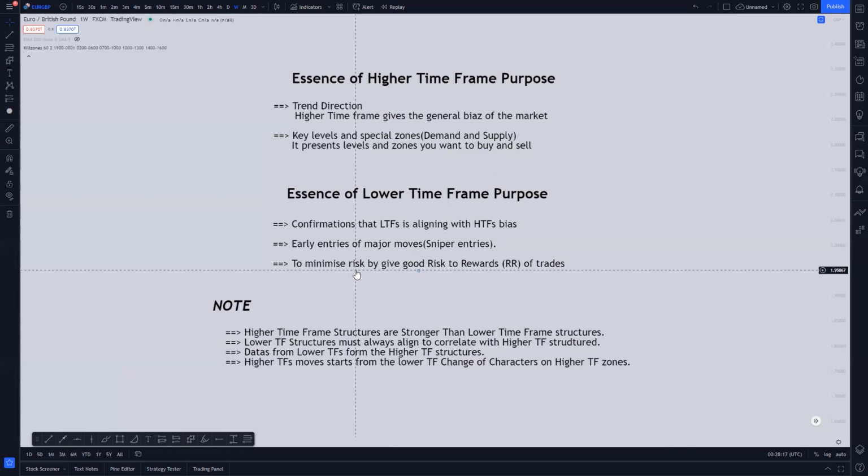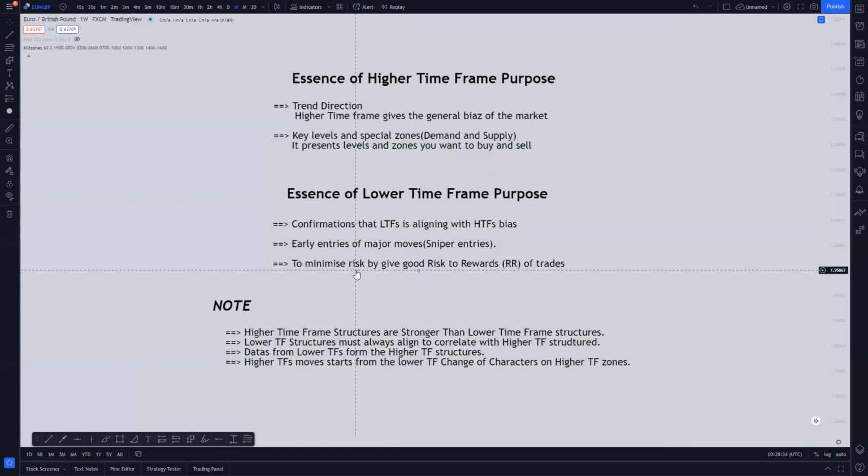So for major turning points or major zones, the moves from major zones on a higher time frame actually start from the lower time frame. That is why we do our top-down analysis to know the general bias of the market on the higher time frame, then go down to a lower time frame to get an entry.